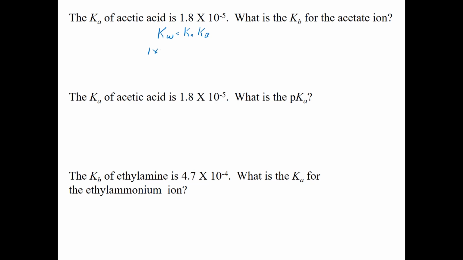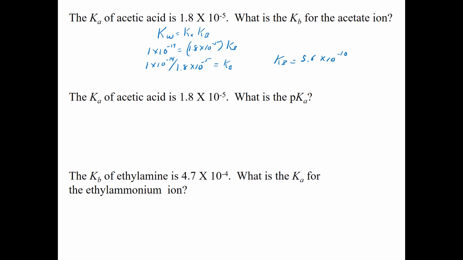So 1 times 10 to the minus 14th is equal to 1.8 times 10 to the minus 5th times Kb. So I divide both sides by 1.8 times 10 to the minus 5th. So 1 times 10 to the minus 14th divided by 1.8 times 10 to the minus 5th is equal to Kb. So Kb ends up being 5.6 times 10 to the minus 10th.